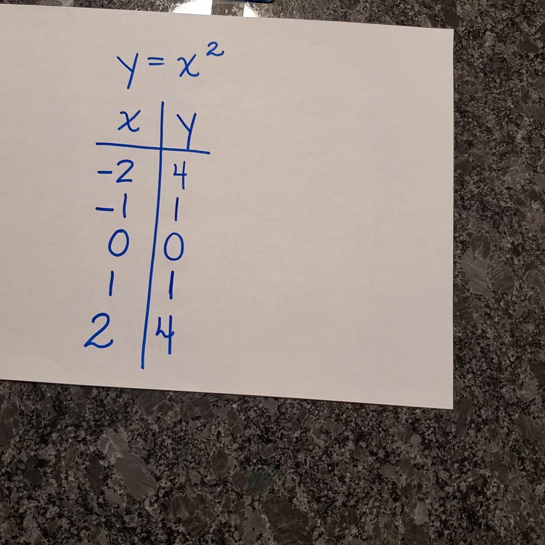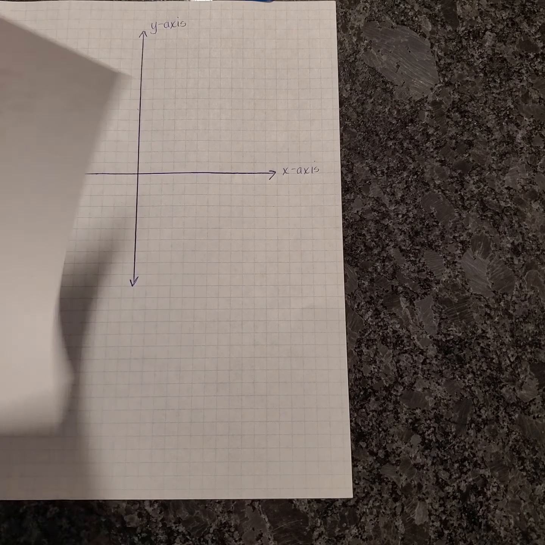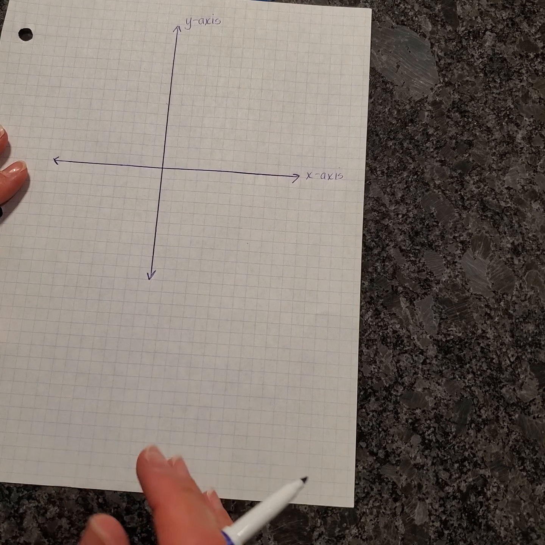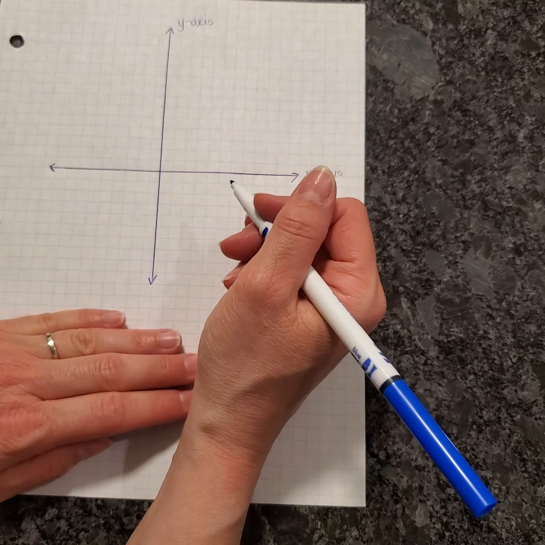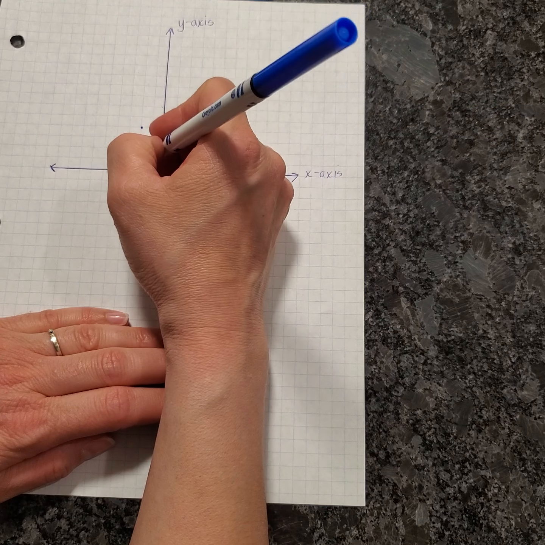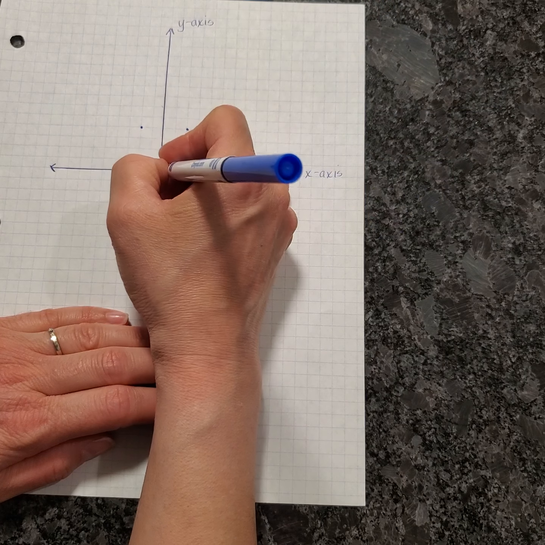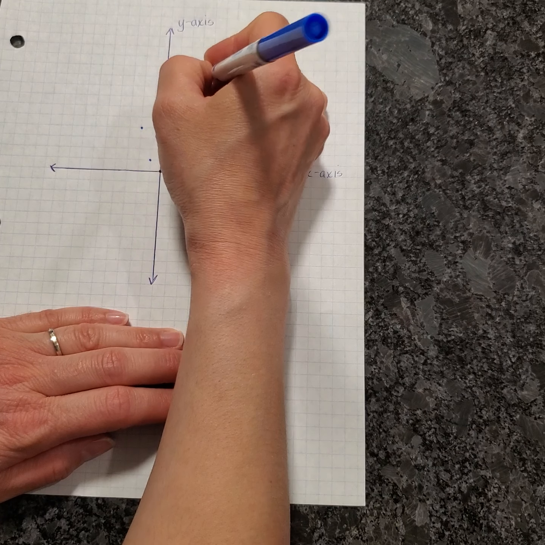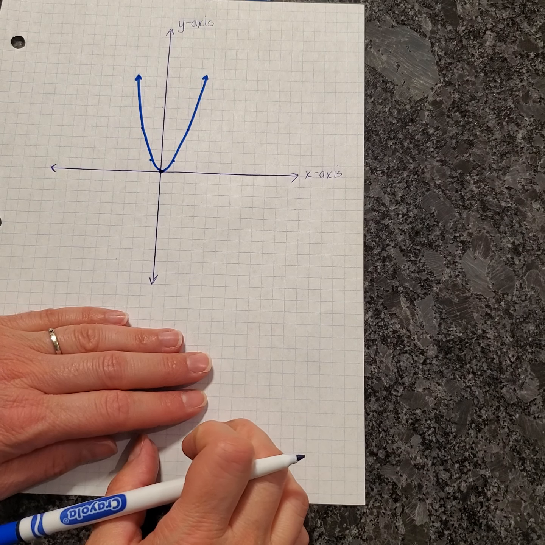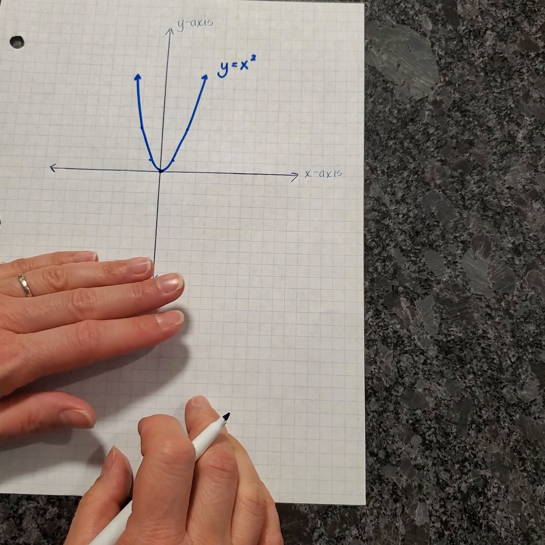I already have this ready to go, and all I'm going to do is plot these 5 ordered pairs. I'll do it in blue so it's color-coded. So we've got -2, 4; -1, 1; 0, 0; 1, 1; 2, 4. That is how you accurately graph y equals x squared.